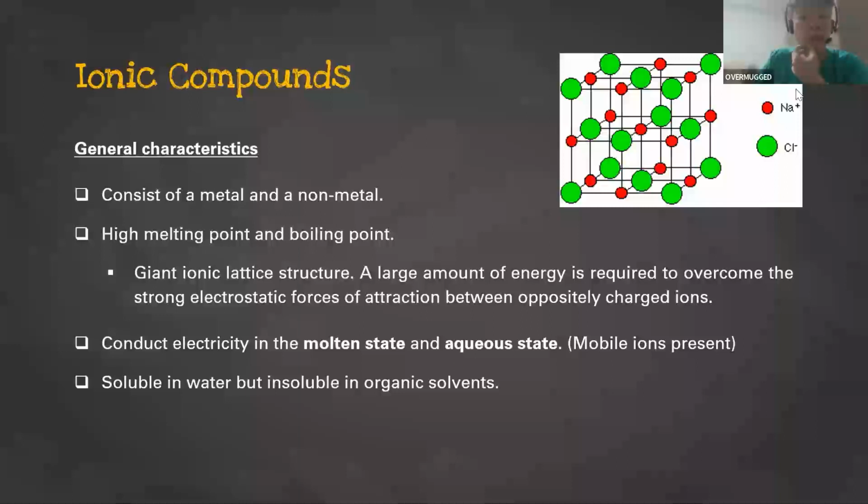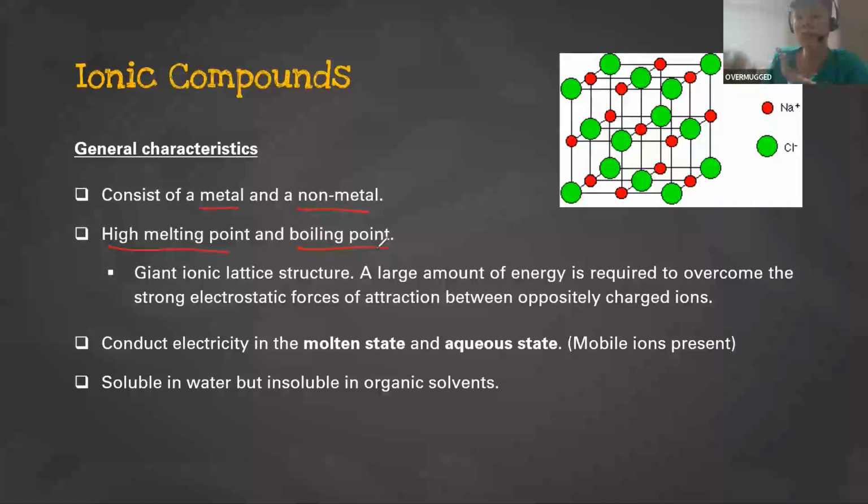What are some characteristics of ionic compounds? The keyword over here is general. There are exceptions, but this is general, the majority of them. The majority of them will consist of a metal and a non-metal. So that's how you identify ionic compounds. They will have a high melting point and boiling point.